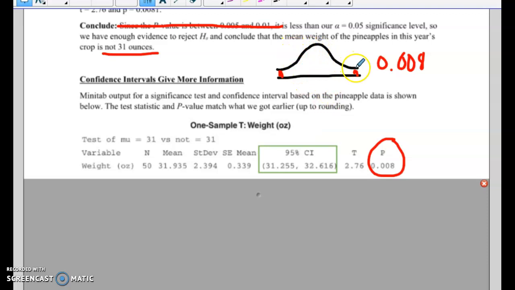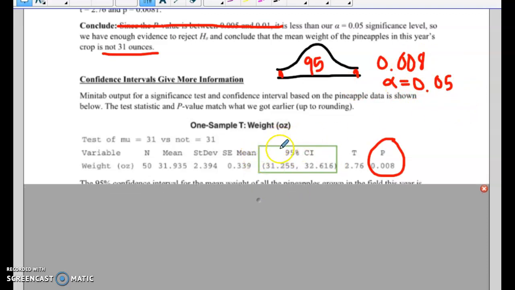In my two little tails here, we were basing this on alpha equal to 0.05, meaning we wanted to know if that area was less than 5%. That means this middle area was 95%. So they kind of go hand in hand, the 95% with the rejection at alpha equal to 0.05. And here's my confidence interval.